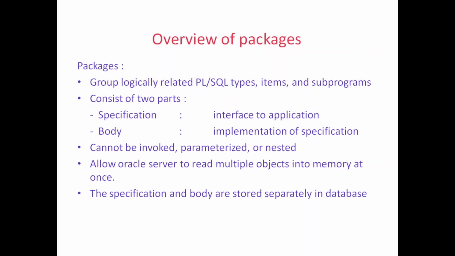In the specification, you just mention the name of your subprogram, the input parameters, and the output parameters. In the package body, you provide the implementation of it. If you are aware of the C language, generally you first declare a function and then define the function. Declaration is just telling the name and the parameters. Definition is the implementation of that particular logic. In the package, that's what it is: it will have two parts.